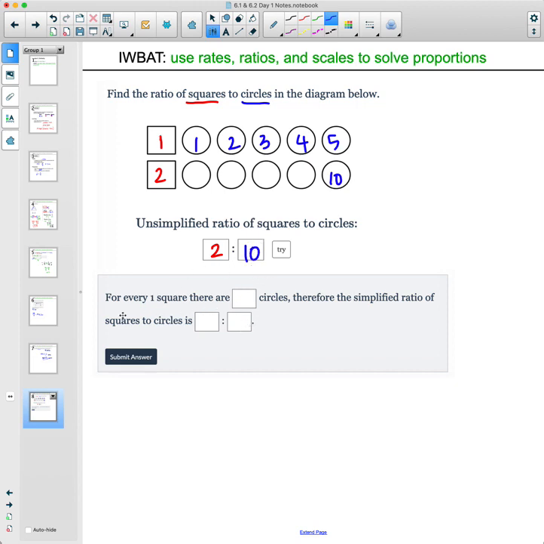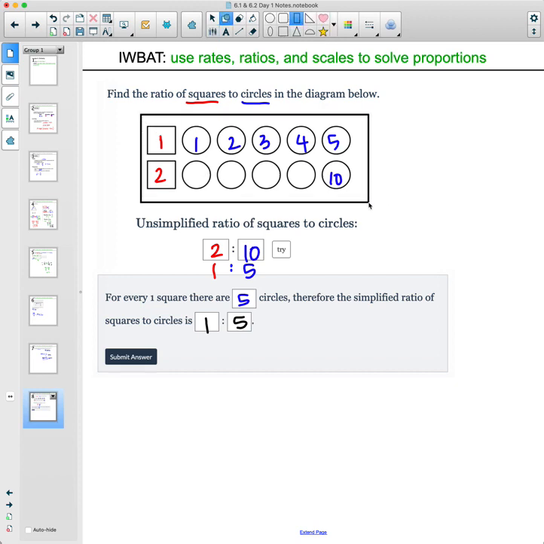Then you're going to simplify it. Now for every 1 square, if we had 1 square, how many circles would there be? We had 2, so half of that is going to put us down to 5 circles. So for every 1 square, there are 5 circles. Therefore, the simplified ratio is 1 to 5. And you can see that taking place up here in the picture. First we did the whole thing, 2 to 10. And then if you look down, 1 square to 5 circles. That's the simplified version.